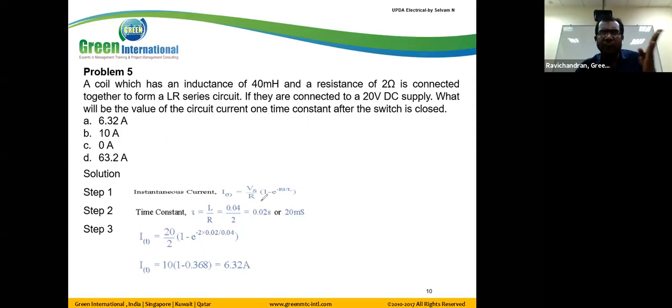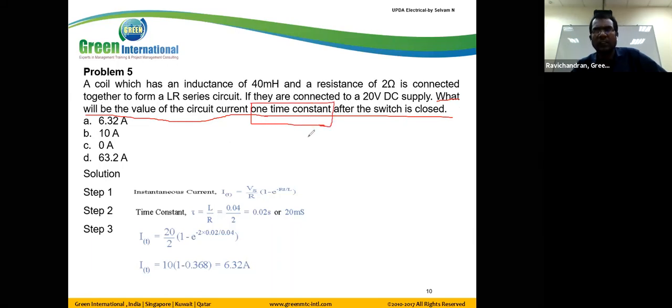So problems number 4 and 5 are too important, so they may ask the question in 4 or 5. Now the same question they ask: what will be the value of the circuit current at one time constant? One time constant, that is the time constant.